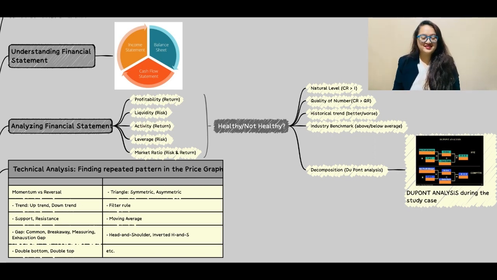The next one is the technical analysis. What is technical analysis? It's finding repeated patterns in the price graph. There are some technical analyses that you can use. I put some of them, you see on my screen.